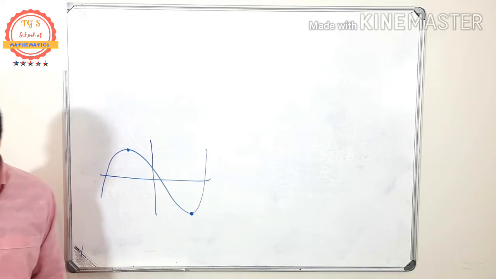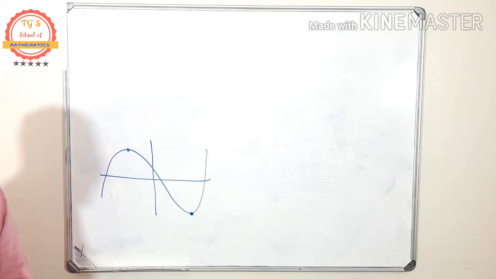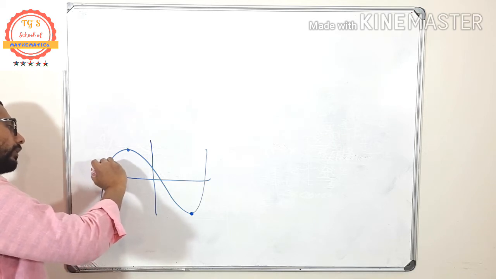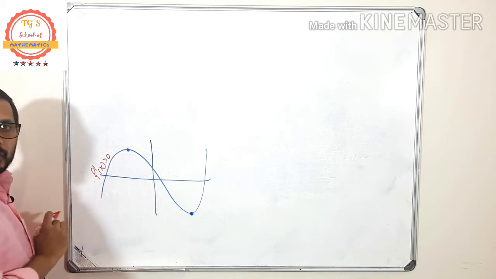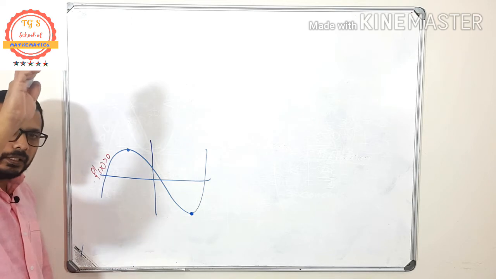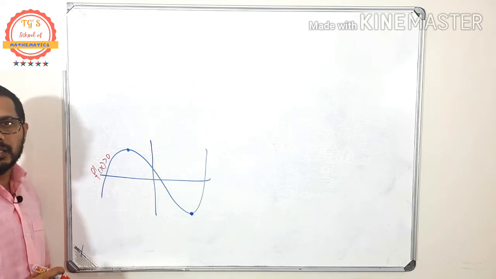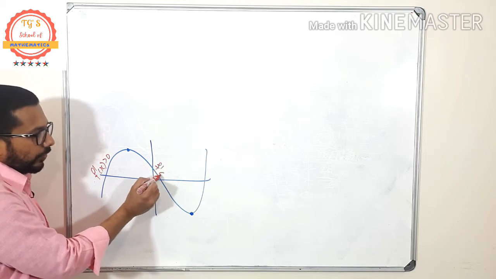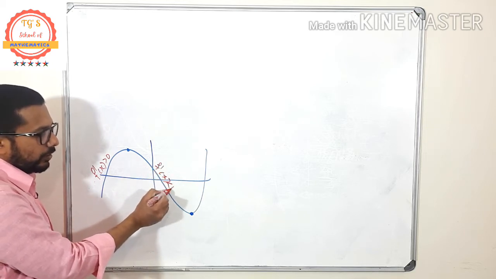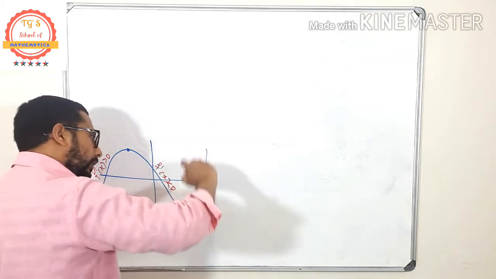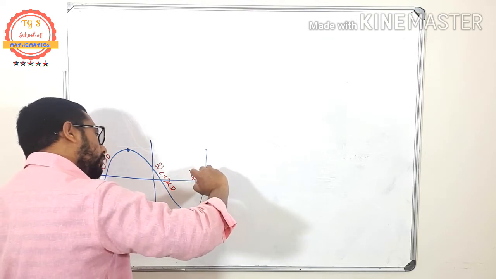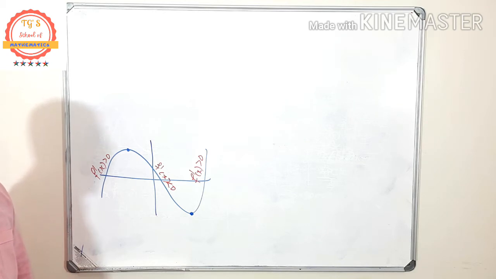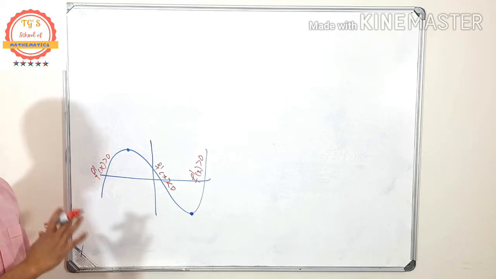So do you remember what I told you last class? When the original graph is increasing, f dash of x is greater than 0. When the original graph is decreasing, f dash of x is less than 0. When the original graph is increasing, the first derivative f dash of x is greater than 0. Okay, you have to keep that one also in your mind.